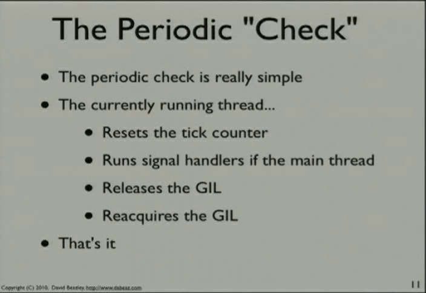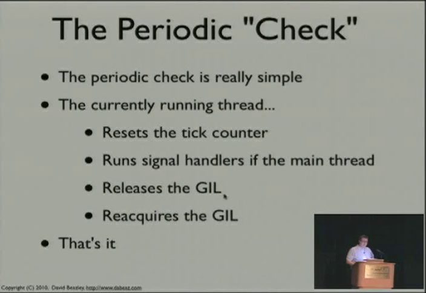As far as what that check is, it's really, really simple. All this check does is reset the counter back up to 100. Keep in mind this little check takes place every 100 ticks. There's a little bit of signal handling if you're the main thread. And then a thread will just give up the GIL and then try to get it back. And that's actually all that happens.